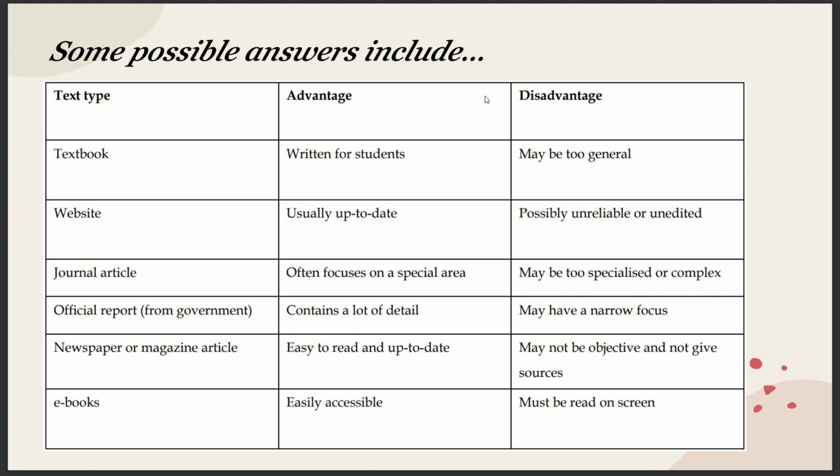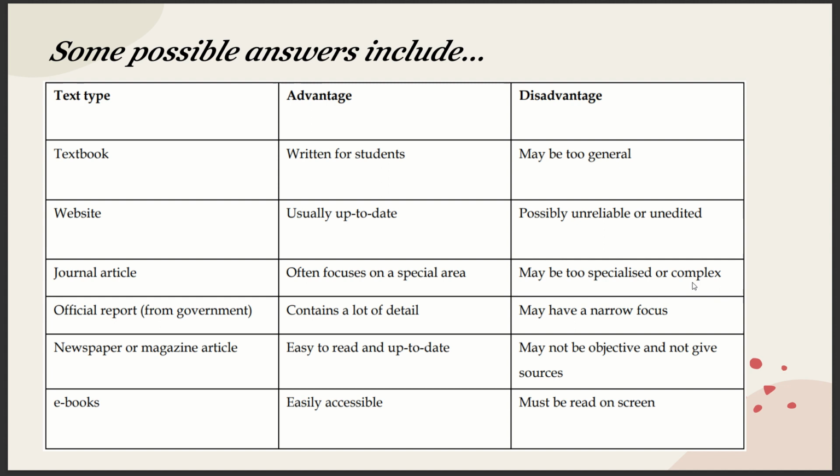Now, if you remember in the textbook, we said that they're too general. Now, a journal article may be too specialized. It is too specific and the focus is very narrow. So if you need a little more information, you then have to leave the journal article and go research more. And the other one is complexity.